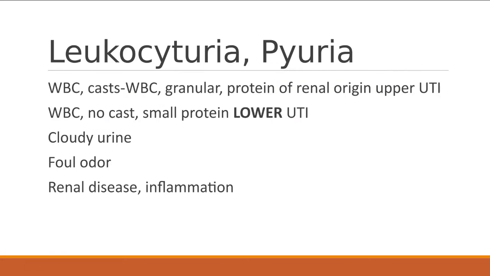Leukocyturia or pyuria, these are with white blood cells being present and seen. A lot of times when leukocytes are seen, it's with a UTI. And depending on whether or not there are casts would depend on if it was upper or lower. Typically, if you have a whole lot of leukocytes, it's going to cause the urine to be cloudy and it's going to stink, and that's because there's infection. It can also be seen in some renal diseases and inflammation.